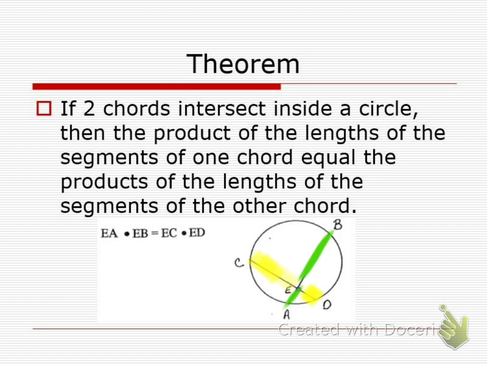So instead of thinking about those as two big segments, we think about it as being broken up into four little segments. We're just multiplying their lengths together, and they would be equal to each other. Questions about it before we practice using it? Okay.